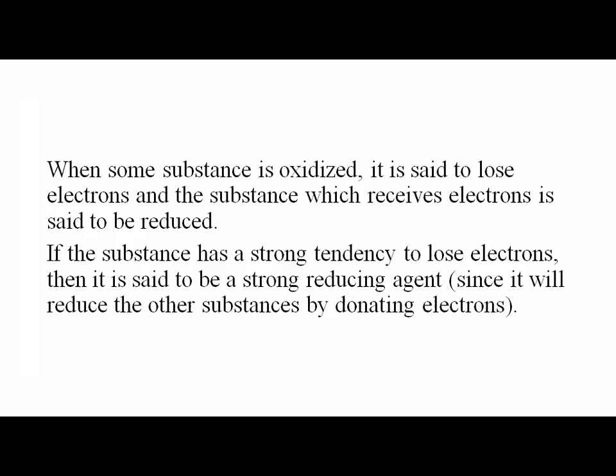When some substance is oxidized, it is said to lose electrons, and the substance which receives electrons is said to be reduced. Therefore, what is the work of a reducing agent? It will help in reduction, which means it will lose electrons and itself gets oxidized. If the substance has a strong tendency to lose electrons, then it is said to be a strong reducing agent, since it will reduce the other substance by donating electrons.